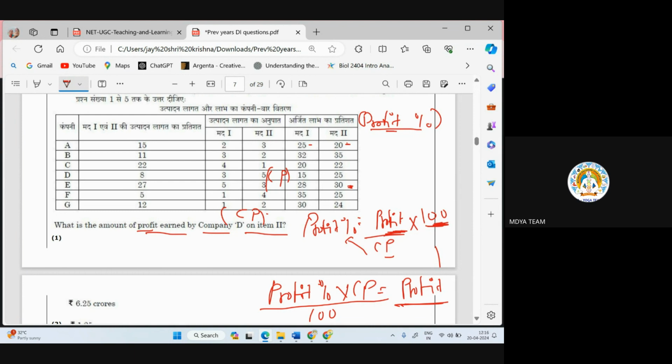We just change the value which was in division: if you want to shift it to the other side, it will come in multiplication, and the value which is in multiplication, if you want to shift it to the other side, it will come in division. So now you can calculate the cost price with the help of this whole table that I already explained. Profit percentage is already given. Cost price you can calculate. Can you calculate profit now?